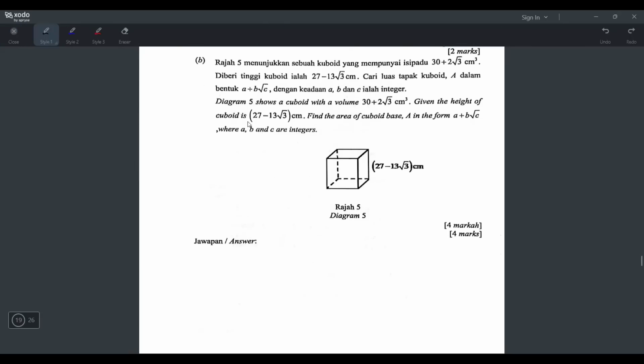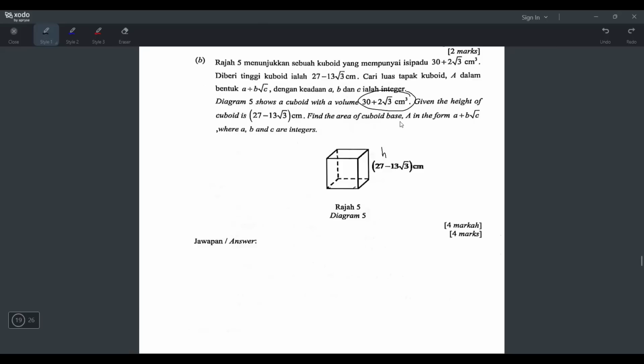Okay, let's do B. Diagram 5 shows a cuboid with a volume of 30 plus 2 square root 3. And we all know volume of a cuboid is length times width times height, right? So they already give us the volume here. Given the height of the cuboid is 27 minus 13 square root 3 cm. Okay, they already labeled for me. This is the height.